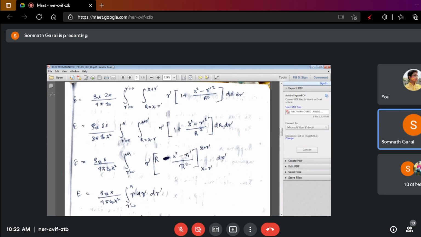Go to the third line of that calculation. Okay, look at the first, second line, small r dot divided by z square, third bracket, z square plus capital R square minus small r dot square by capital R square. You divide this part. So if you divide it by capital R square, then this will be 1 plus z square minus small r dot square by capital R square. Okay, clear?